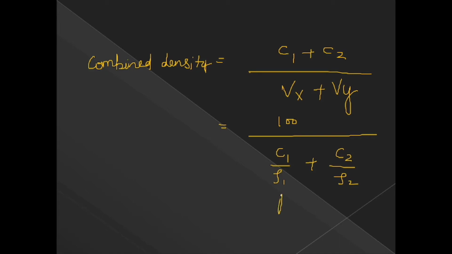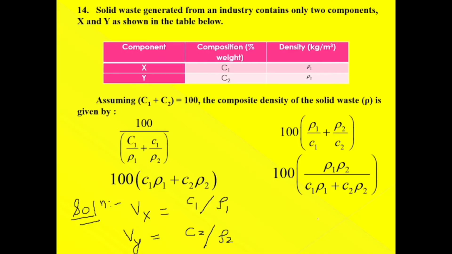Okay. Now let's move towards the next part. In this particular problem, C1 and C2 are given. So option number A is the correct option. Option number A, this is the correct option. Okay. Now let's move towards the next question, the 15th question.